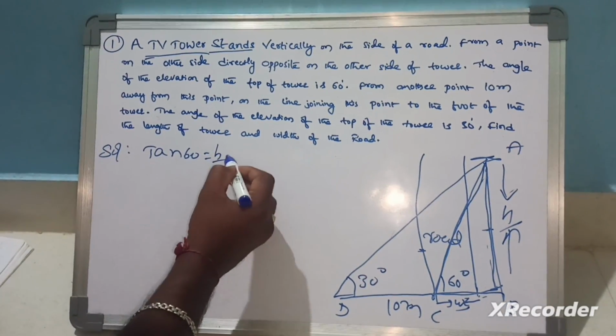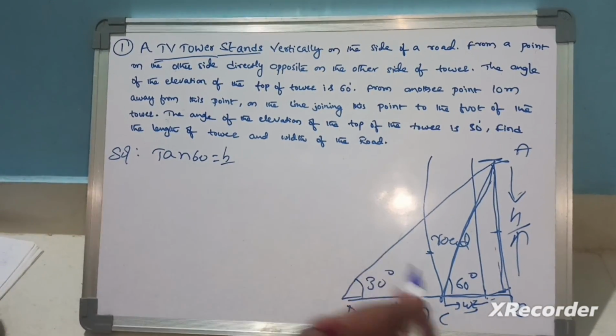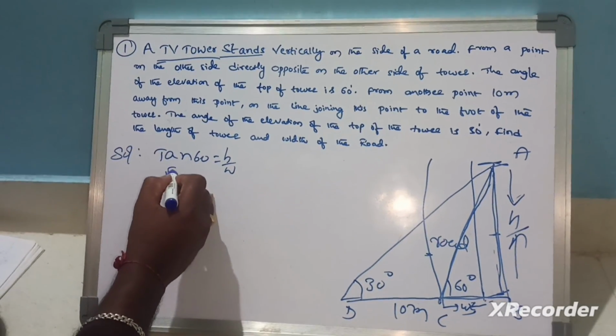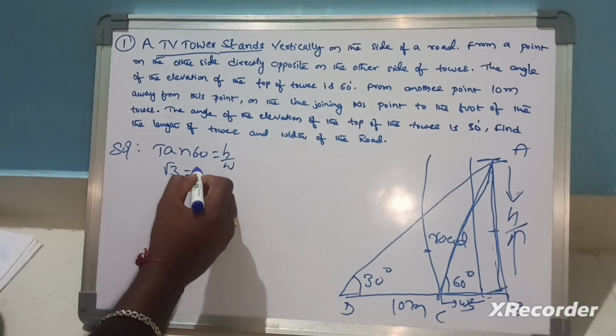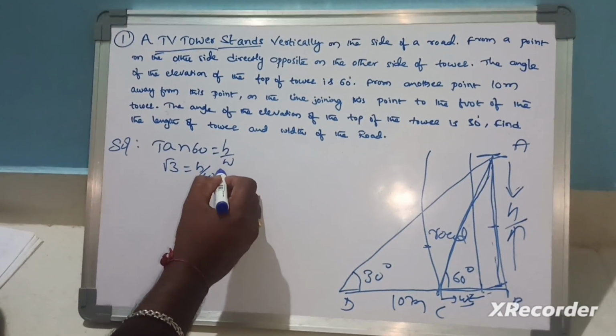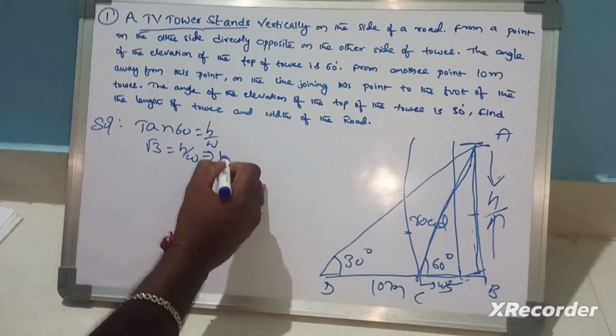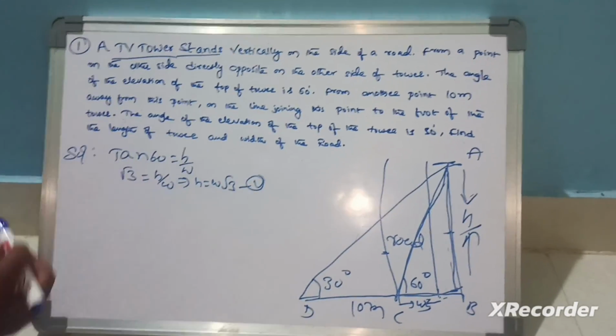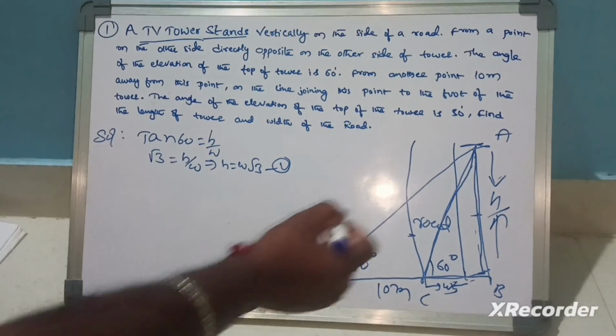This is h. Here the opposite is h, and the width we have taken as w. Okay, tan 60 is √3, we know that. So I'm writing this as h by w, which equals √3, so h equals w√3. Okay, let's say this is equation number 1. Okay, hope this is very clear.